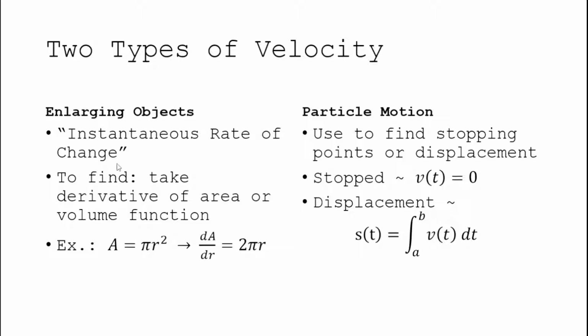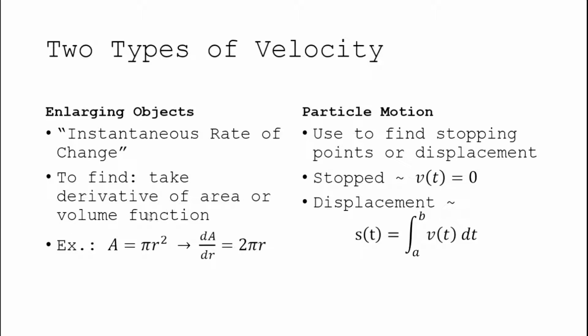So how do we do this? Well, we find the derivative of the function in order to find the instantaneous rate of change. This is with any function we can do this. In this case, it just happens to be that our function is an area or volume function.